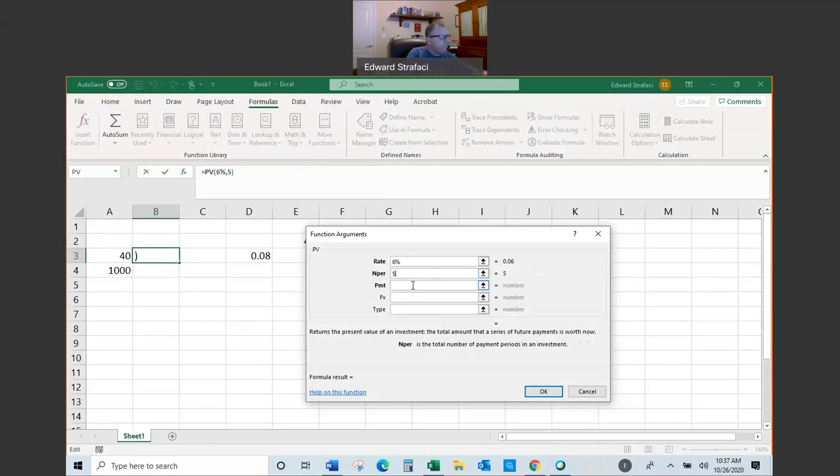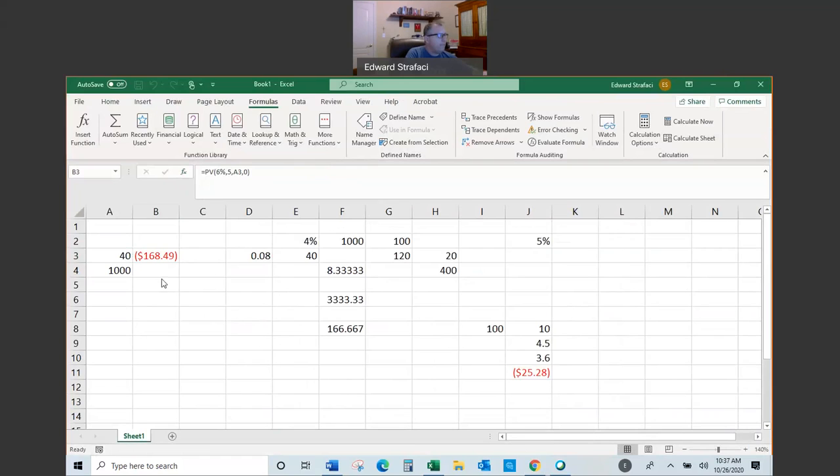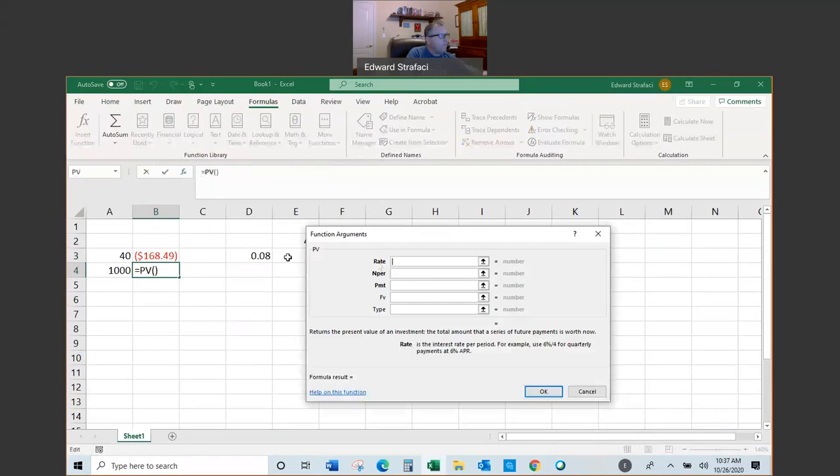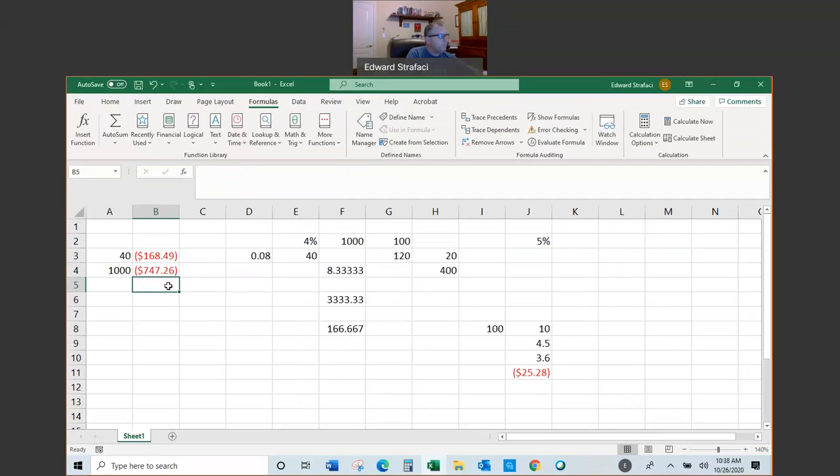Here's payments of 40, future value 0. That's the value of the coupons, the coupons you get. Now you get your money back at 1,000, but you're not getting it back for 5 years. So present value of that, at 6%, number of periods is 5. Payments, we already accounted for the payments of the coupon. Future value is 1,000. That's the value of the bond.